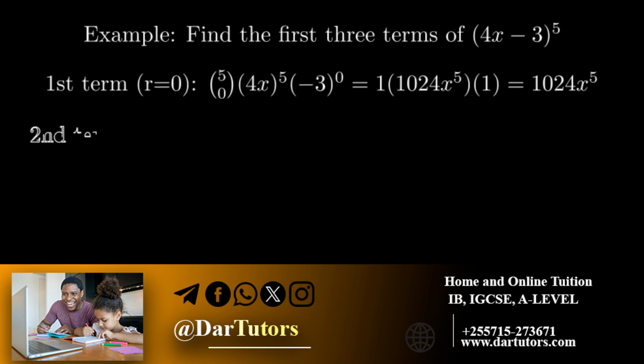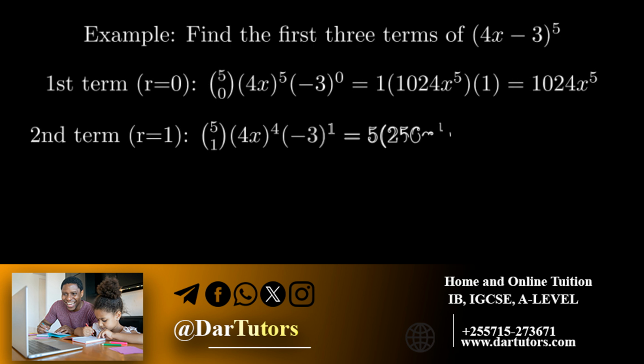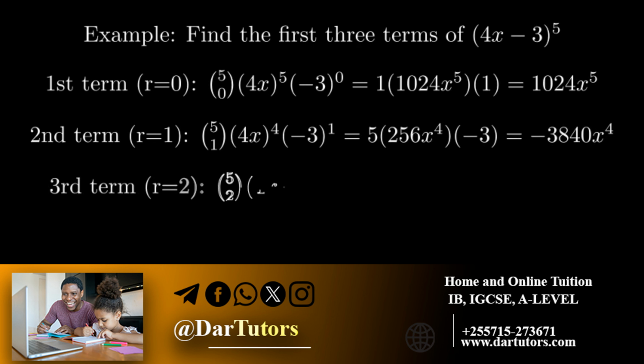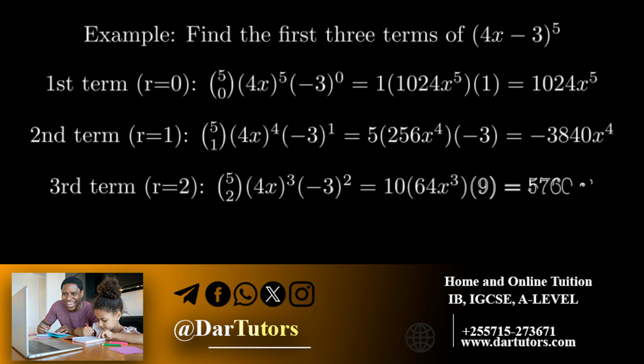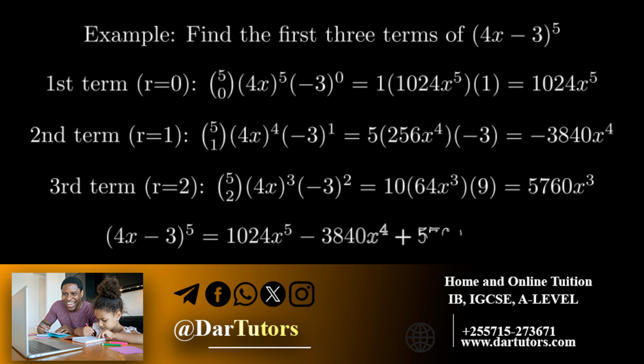The second term is 5 choose 1 times 4x to the fourth times negative 3 to the first. This simplifies to negative 3,840x to the fourth. The third term is 5 choose 2 times 4x cubed times negative 3 squared. This simplifies to 576x cubed. So the first three terms are 1024x to the fifth minus 384x to the fourth plus 576x cubed.